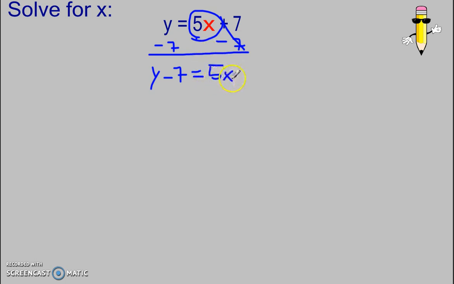Now we have 5 times x, so we want to divide by 5 on each side. Remember, I have to divide the entire expression, not just the 7, and not just the 5, the entire expression by 5. So now I have x is equal to y minus 7 over 5.